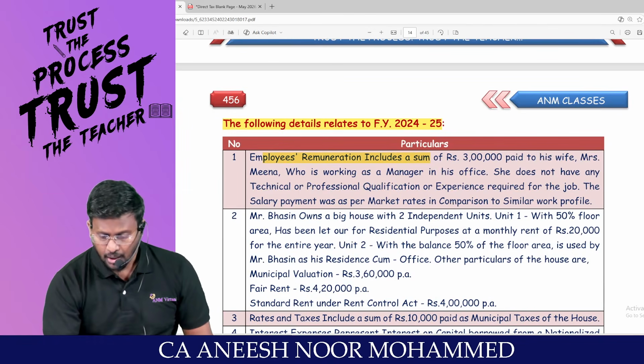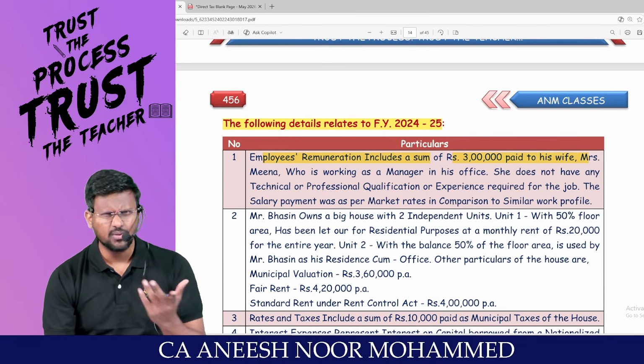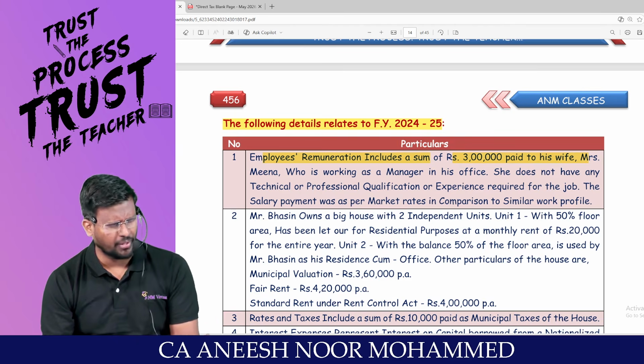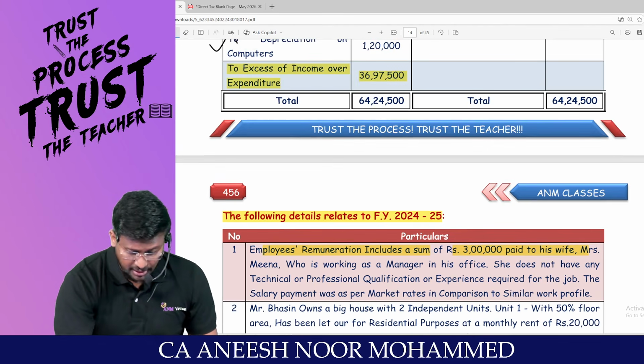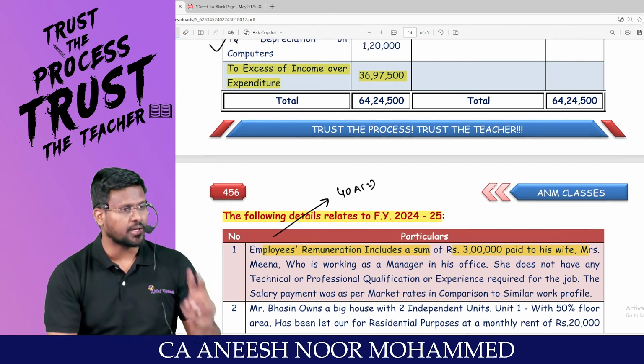15 lakh. Rupees 3 lakh paid to his wife. There is no restriction that you should not pay to your wife and all. But it's a related party transaction. Provisions of 40A subsection 2 will be applicable.